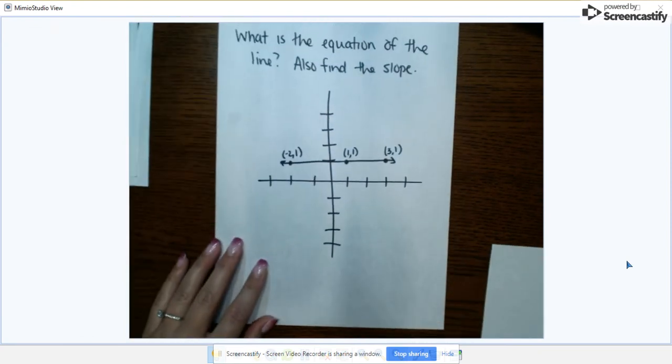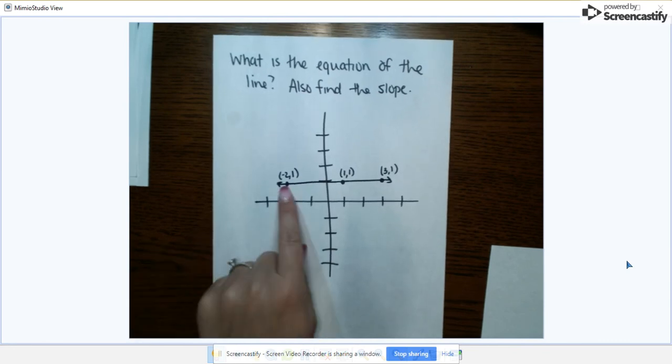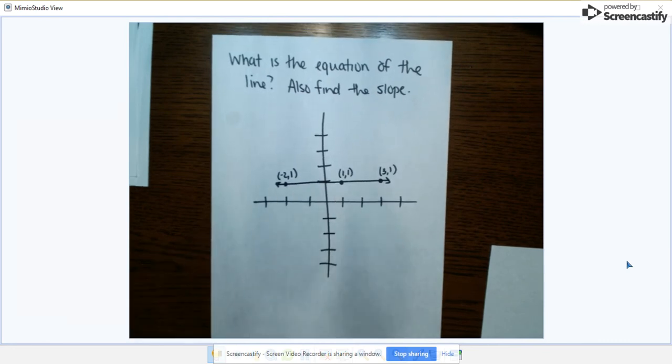I'd like you guys to tell me the equation of this line and then also what is the slope of the line.